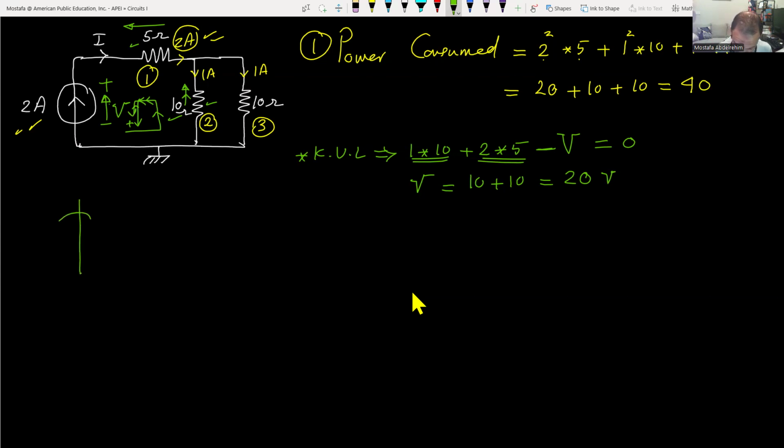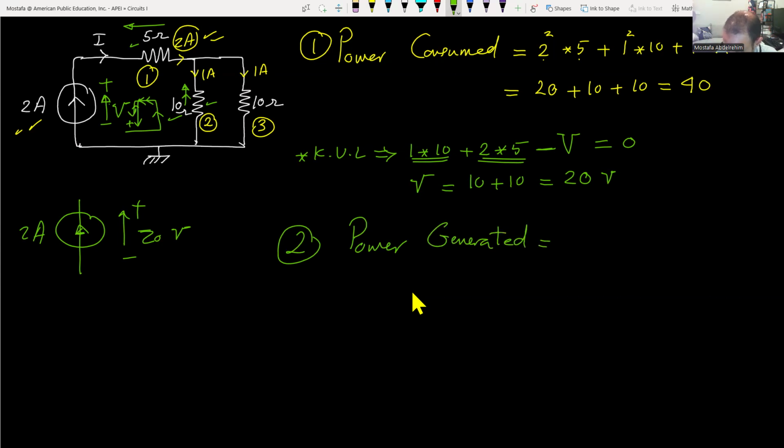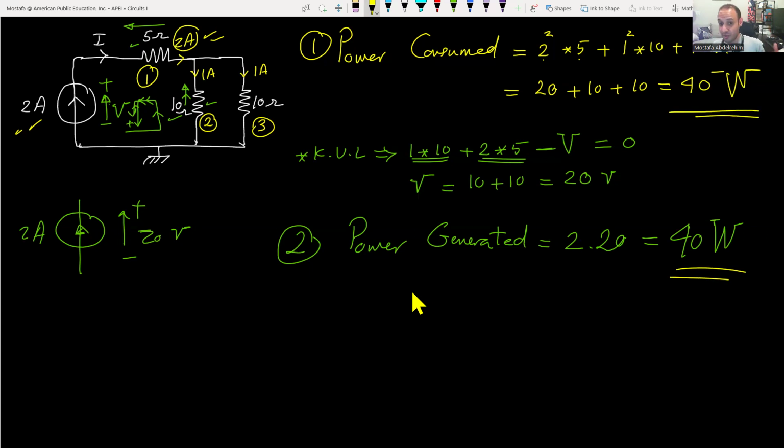So we have a current source like that. It has a voltage in this direction equal to 20 volts, and it has a current in the same direction, 2 amperes. So number 2, the power generated equal to the current multiplied by the voltage. Oh my goodness, again, 40, right? So 40 watts here, and 40 watts here. So again, the power generated equal to the power consumed. Thank you very much for watching and see you in another video. Bye-bye.